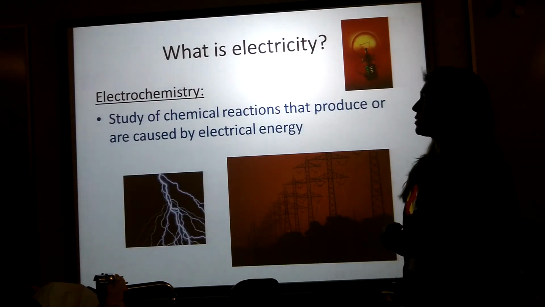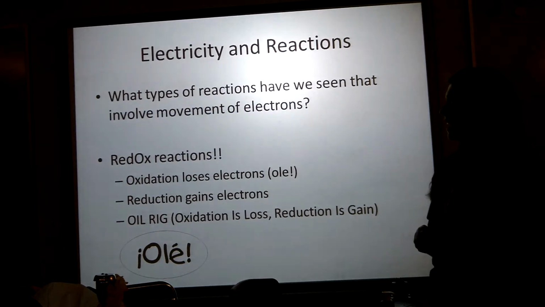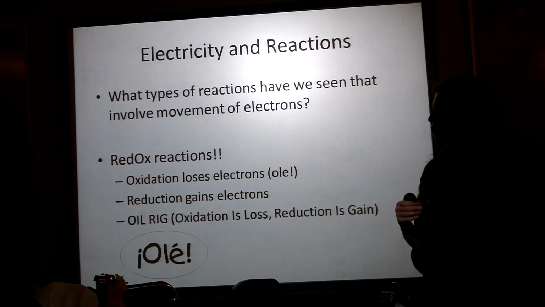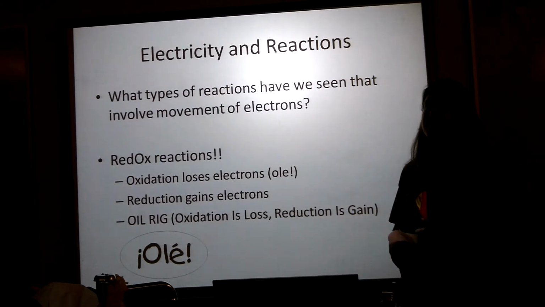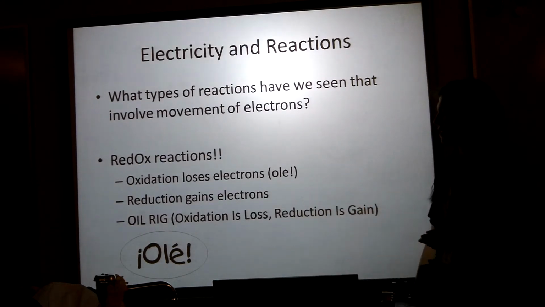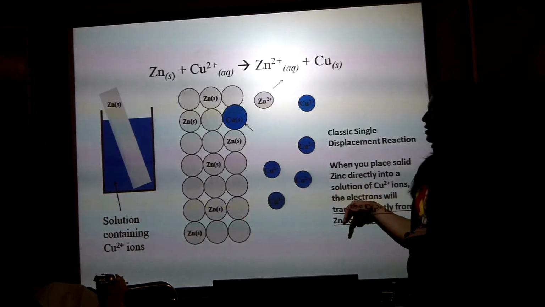This unit's about electrochemistry, which has to do with the relationship between chemical and electrical energy, and electrochemistry involves redox reactions. We've learned before that in redox reactions you're going to have two processes that are paired, an oxidation and a reduction. The oxidation process is going to involve losing electrons, and the reduction process is going to involve the gaining of electrons. And here's an example of a redox reaction in action.